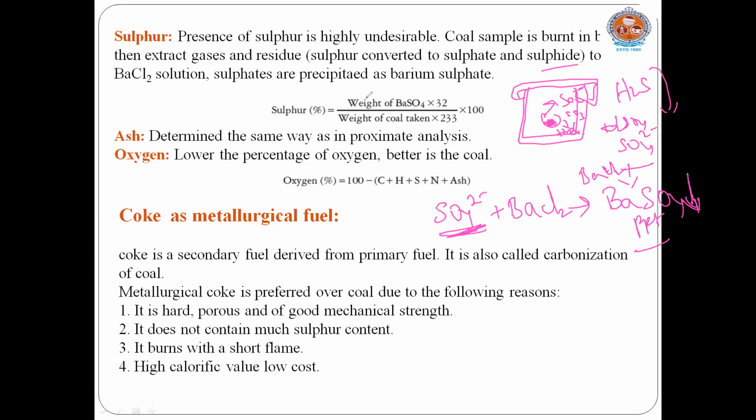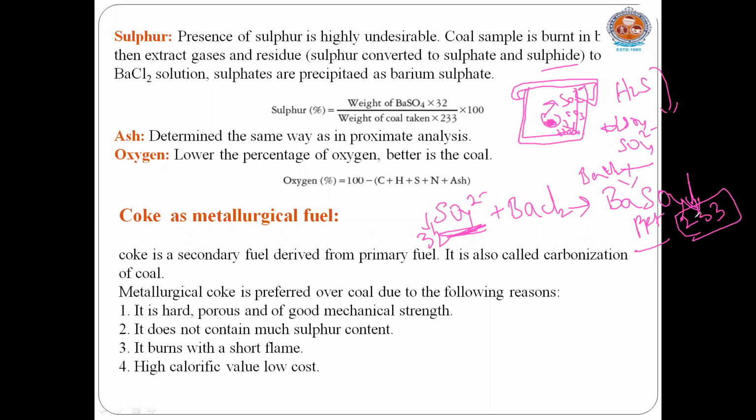Percentage of sulfur content is equal to the weight of the barium sulfate by the weight of the coal taken, into 32 by 233. 32 is the atomic weight of sulfur, only sulfur. 233 is the molecular weight of barium sulfate. So 32 by 233 into 100, then we get the percentage of sulfur content.